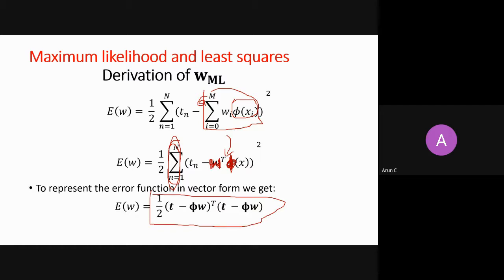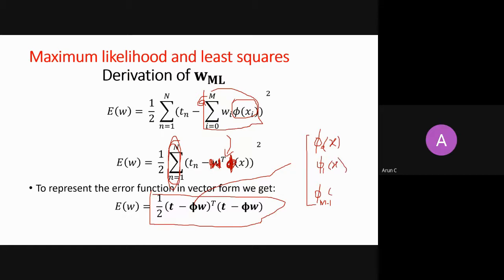In general, I see this phi as a vector of phi 0, phi 1, and so on till phi m minus 1. And every time you feed your x to it, it is a vector.